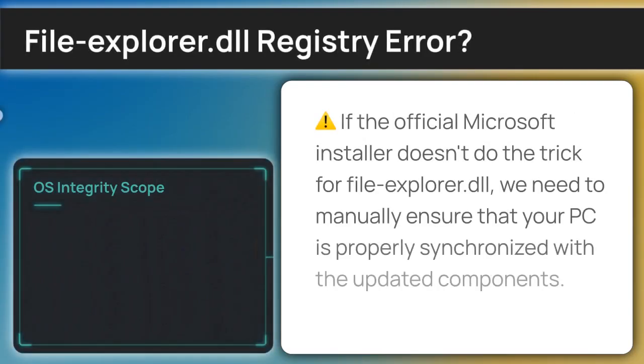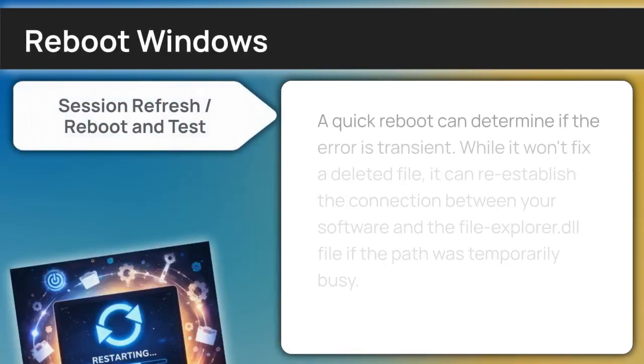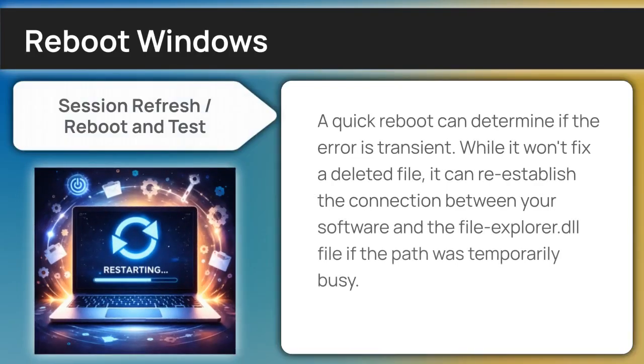When a standard software refresh isn't enough, we need to bypass the automated installers and look at manual system state resets. A system reboot is a reliable way to clear away zombie processes that might be interfering with File-explorer module. It's a low-impact step that ensures your operating system is starting with a synchronized environment.